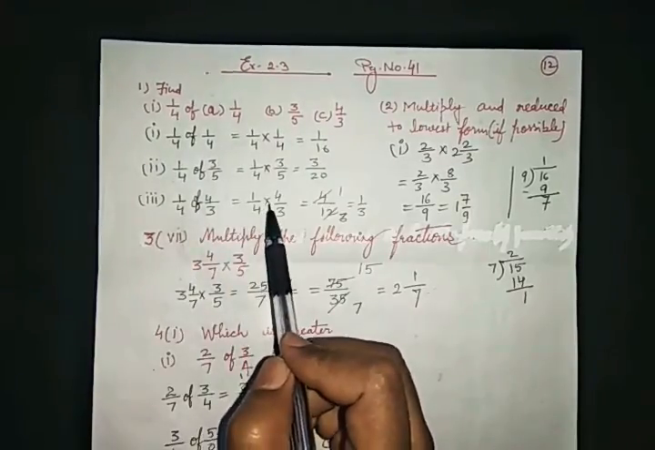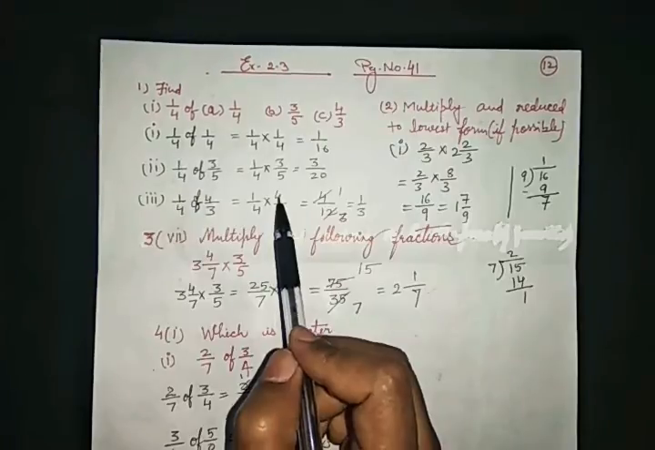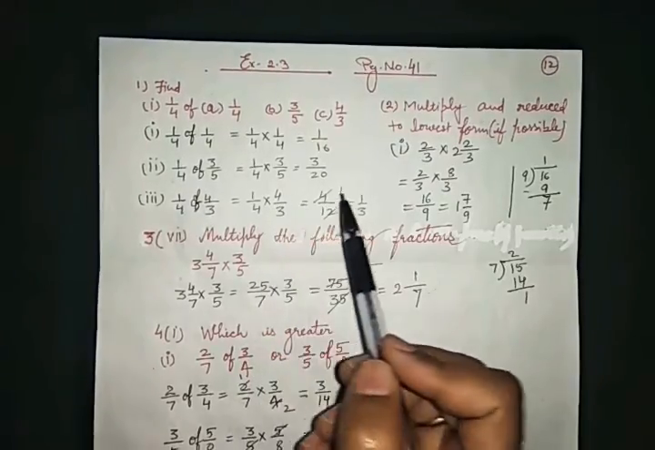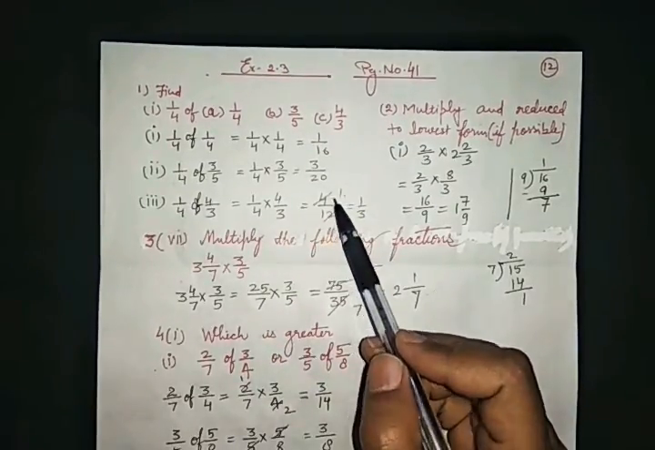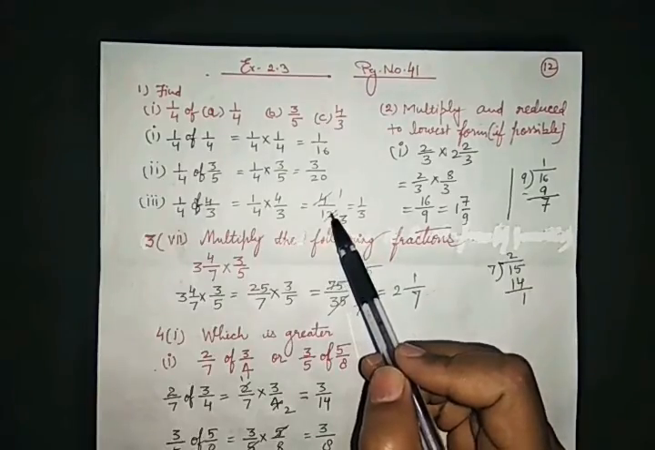Now the third part is 1 upon 4 of 4 upon 3, which is equal to 1 upon 4 into 4 upon 3. 1 into 4 and 4 into 3. Here the numerator will be 4 and the denominator will be 3 fours, 12.